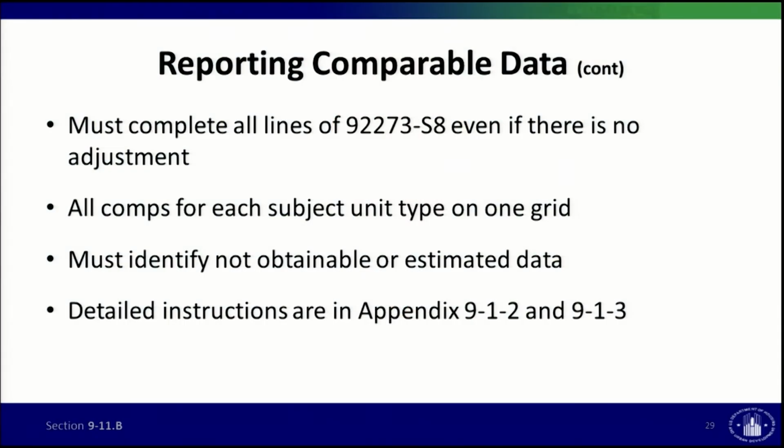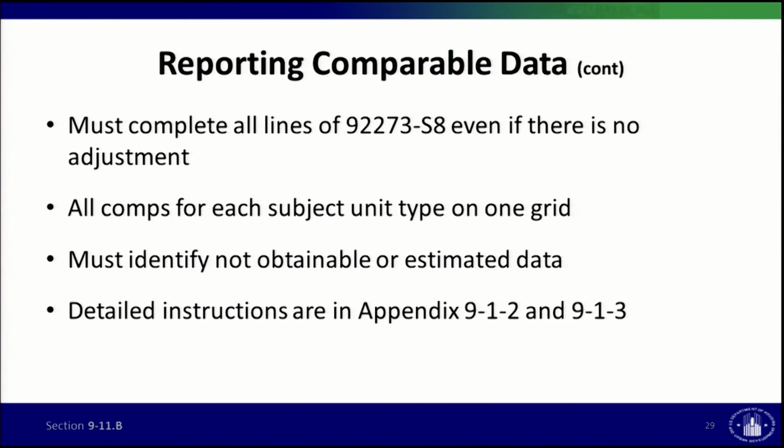For reporting the data, you have to complete all lines of the grid, even if there is no adjustment. You must also place all the comps for each subject unit type on one grid. You must identify any data that you were not able to obtain or that you estimated, and what efforts you undertook to find that data.